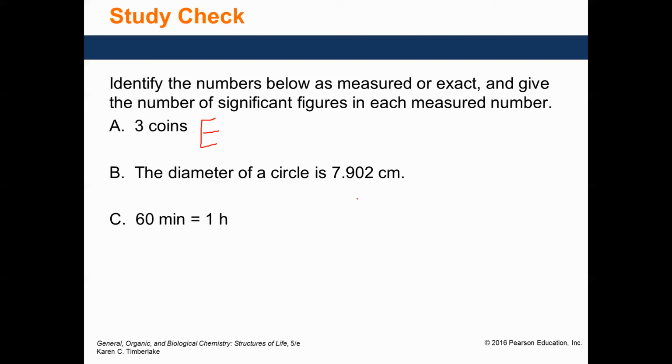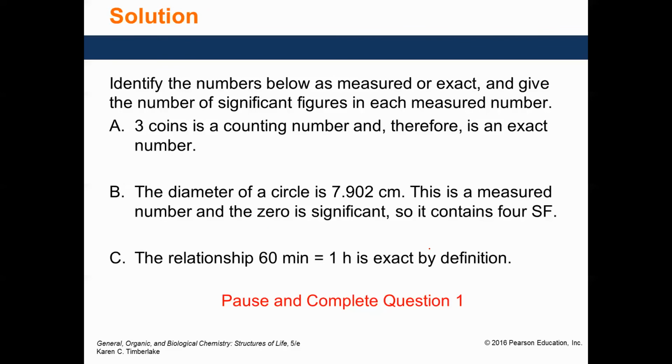And then right here, the diameter of a circle is 7.902 centimeters. Well, this one's going to be measured. This diameter of the circle, we'd somehow have to measure the circle in order to obtain that quantity. So there'd be some error associated with it. Then finally, 60 minutes equals 1 hour. Well, this is going to be exact. This is an example of a defined relationship. An hour is defined as containing exactly 60 minutes. So we have counted objects, defined relationships, and measured quantities represented here. Let's see how we did. Excellent, we got this problem correct.